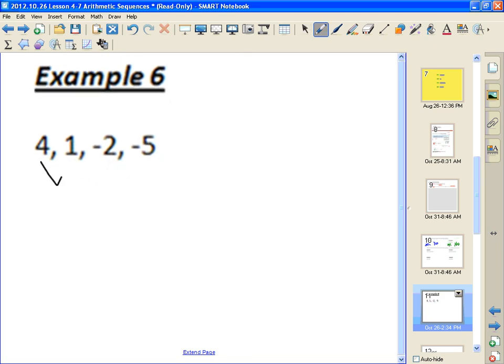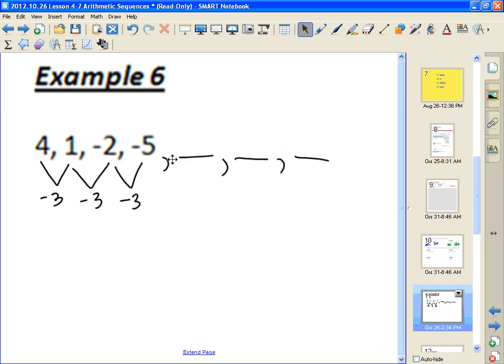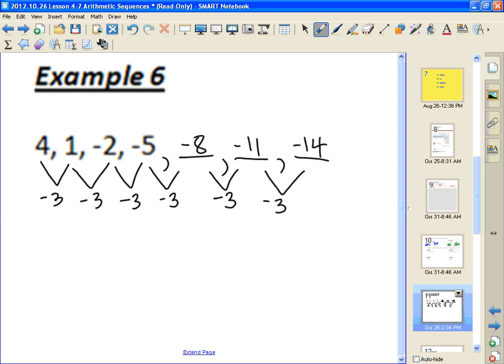All right, so from 4 to 1, the difference is -3. From 1 to -2, it's -3. And from -2 to -5 is -3. So it decreases by 3 each time, which means that it is arithmetic. So I have to find the next 3 terms. For the next one, I should subtract 3, which would put us at -8. Subtract 3 again, which would put us at -11, and subtract 3 again, which would put us at -14.